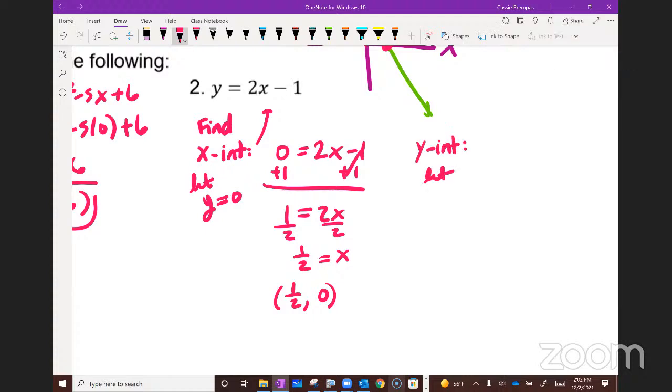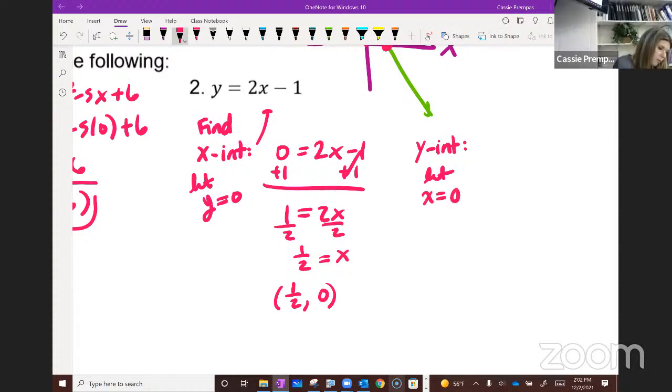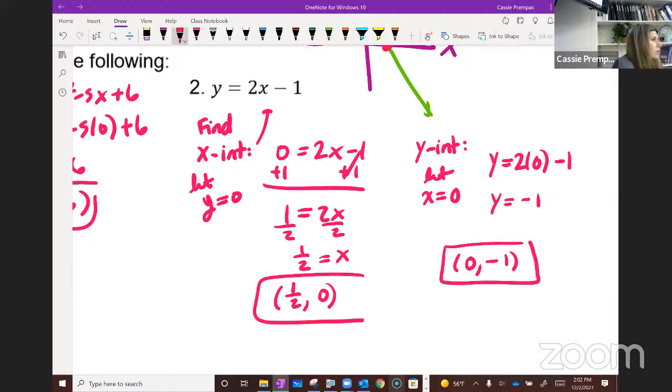You input 0 where the x is. So we would have y is equal to 2 times 0 minus 1. And so y equals -1. And so that would be our y-intercept, 0, -1. Perfect. All right, guys, if you got this correct, it should be 1/2, 0 is your x-intercept and 0, -1 is your y-intercept.